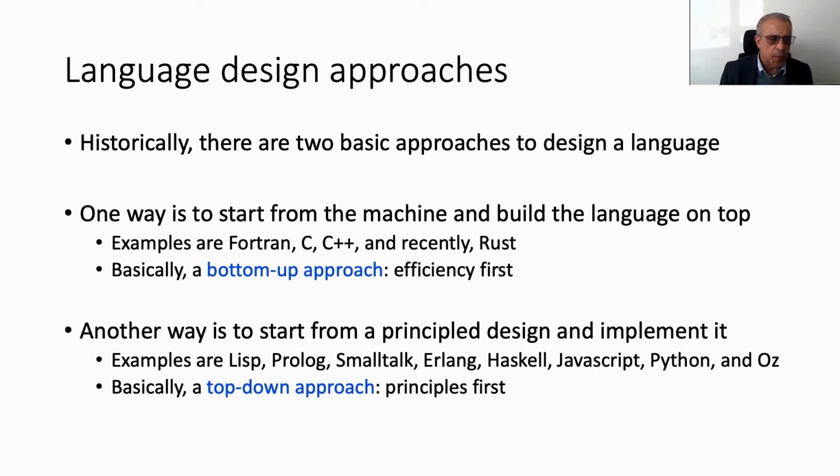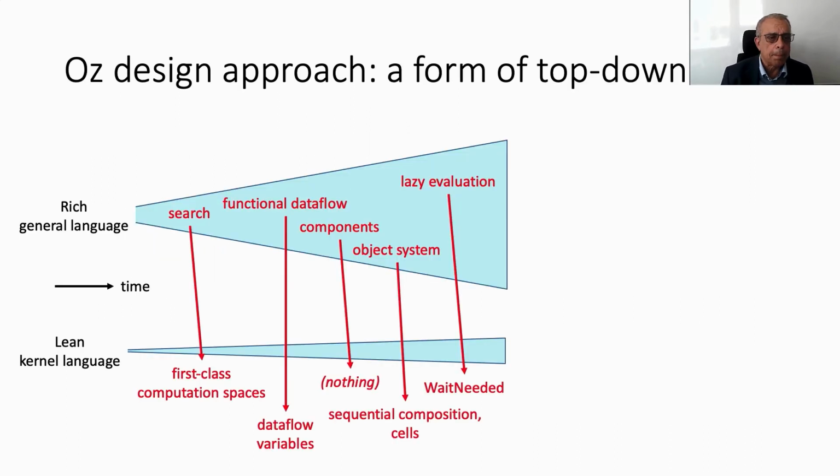The second approach is to start from a conceptual model or a principled design and implement it. Examples are Lisp, Prolog, Smalltalk, Erlang, Haskell, Python, and Oz. And this is basically a top-down approach, which we can call the principle-first approach. Oz design approach is a form of top-down, and it is actually done in two different levels. We design a lean kernel language.